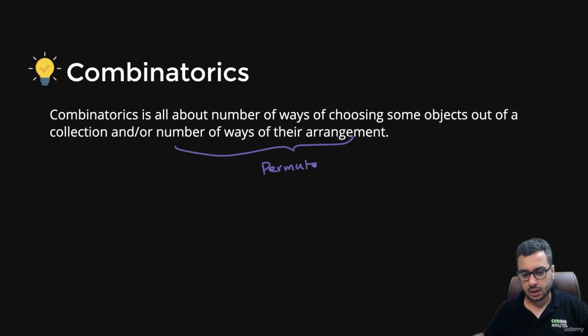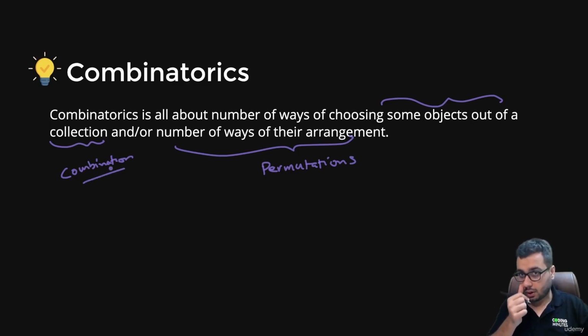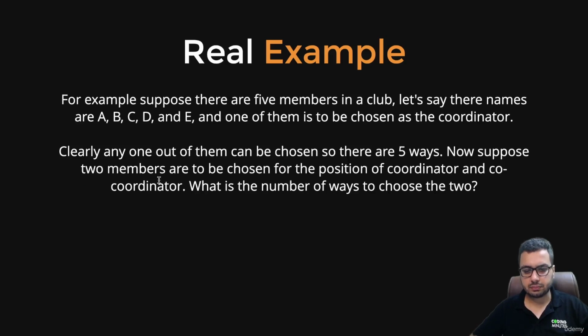And the number of ways of choosing objects from a collection is also known as combination. In how many ways can you combine, in how many ways can you pick k objects out of a collection? So let us take a real example.